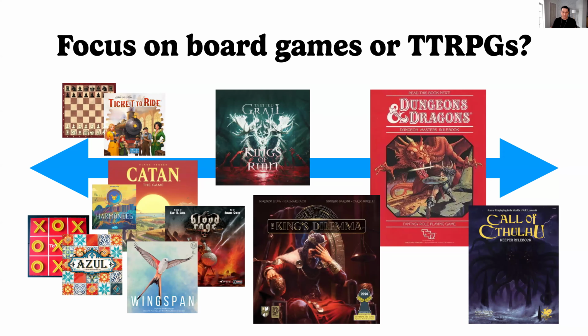You can get into games in the middle, like The King's Dilemma, which is a board game, but also has clear narrative, story, role-playing elements, and then all the way to the other end, where people can play chess, tic-tac-toe, Azul, things that are abstract, very, very board game type things. And these are going to appeal to different people.